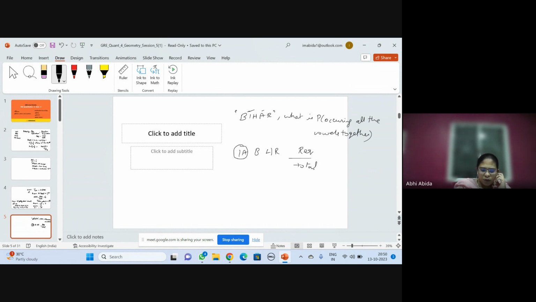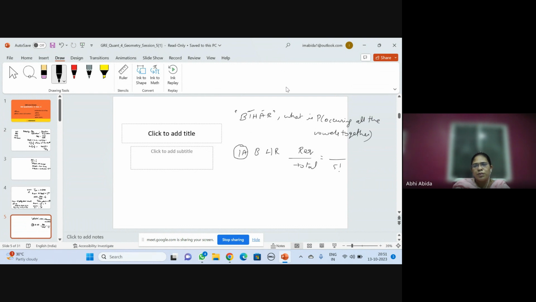So, required by total. As I told you in the previous class also, wherever a word is given, the total arrangement of the word will always be the number of letters in the word factorial, right? So how many letters are there in the word? The word contains 5 letters, so 5 factorial.